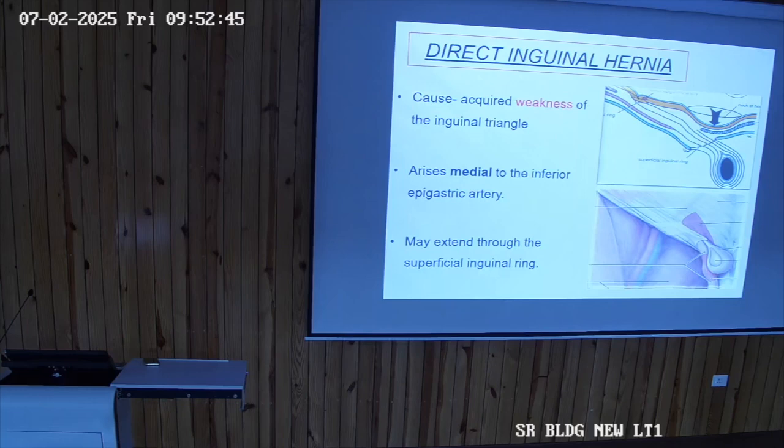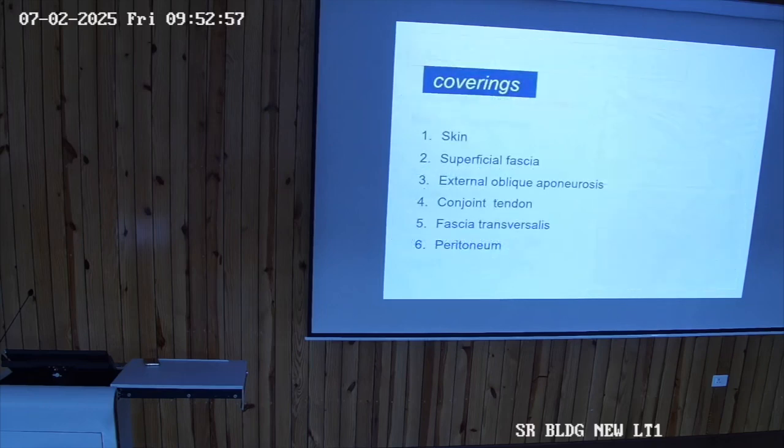So a direct inguinal hernia occurs because of weakness of the inguinal triangle of Hesselbach. It arises medial to the inferior epigastric artery. It may extend through the superficial inguinal ring. Its coverings will be skin, superficial fascia, external oblique aponeurosis, conjoint tendon, fascia transversalis, and the peritoneum. Can you make out the difference in the coverings of the indirect and the direct hernia?